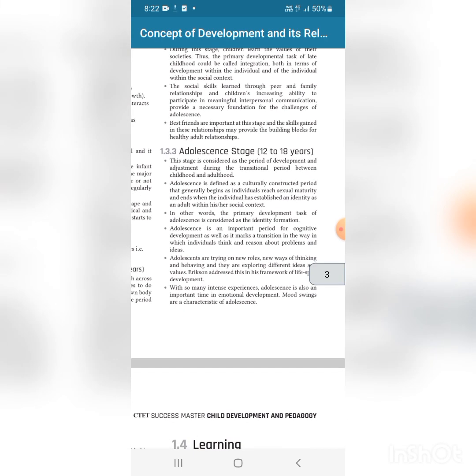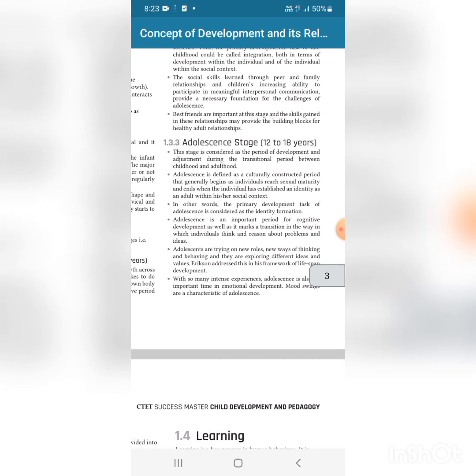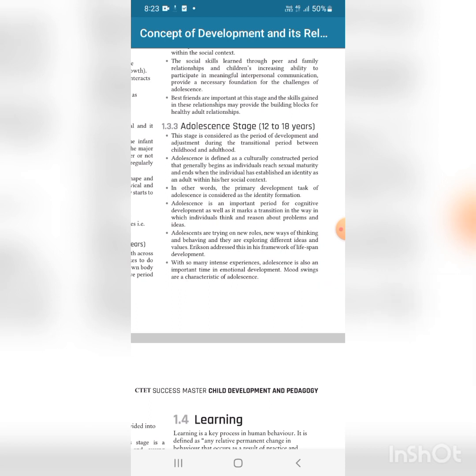and this stage is considered as a period of development and adjustment during the transitional period between the childhood and adulthood. So it is a transitional period between the childhood and the adulthood. And adolescence is defined as culturally constructed period that generally begins as individuals reach sexual maturity and ends when the individual has established an identity as an adult within his her social context. In other words, the primary development task of adolescence is considered as the identity formation.